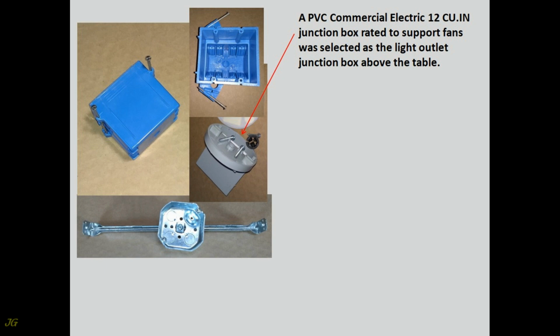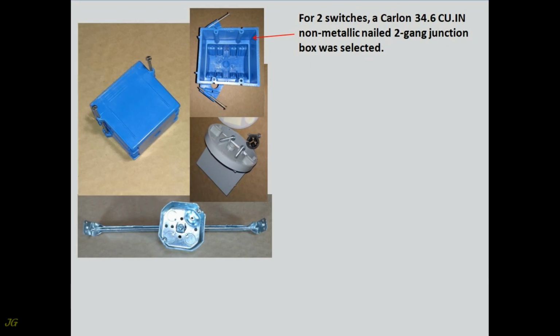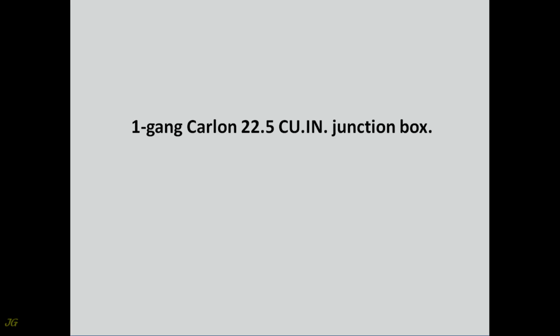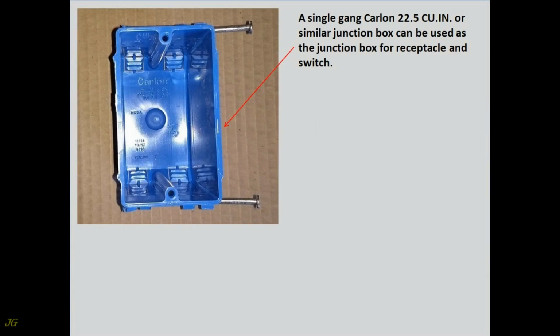A PVC Commercial Electric 12 cubic inches junction box rated to support fans was selected as the light outlet junction box above the table. For 2 switches, a Carlon 34.6 cubic inches non-metallic nailed 2-gang junction box was selected. 1-gang Carlon 22.5 cubic inches junction box. A single-gang Carlon 22.5 cubic inches or similar junction box can be used as the junction box for receptacle and switch.